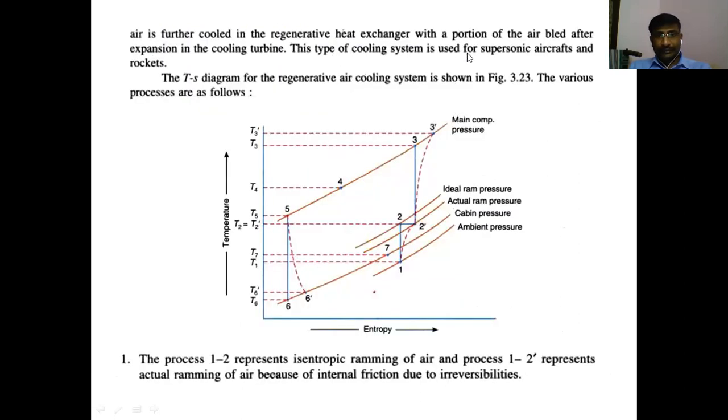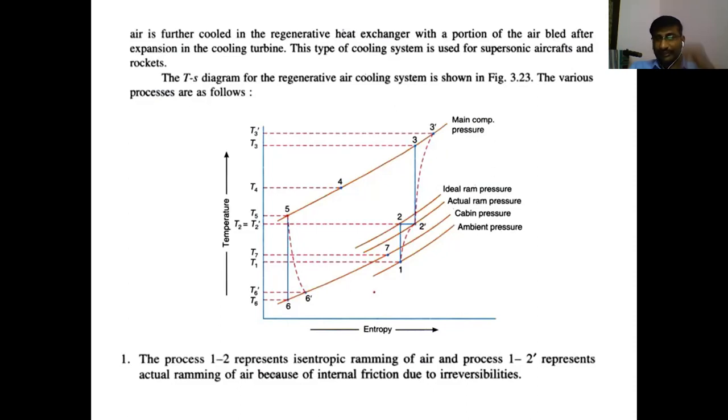This type of cooling system is used for supersonic aircraft and rockets. Okay. High speed, that is supersonic. We have three types of velocities: subsonic velocity, sonic velocity, supersonic velocity, and also hypersonic velocity. Subsonic means Mach number is less than 1. Sonic means Mach number is equal to 1. Supersonic means Mach number is greater than 1. And hypersonic means Mach number is greater than 4.